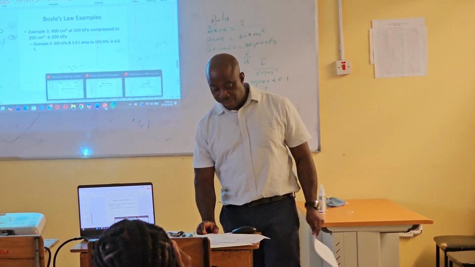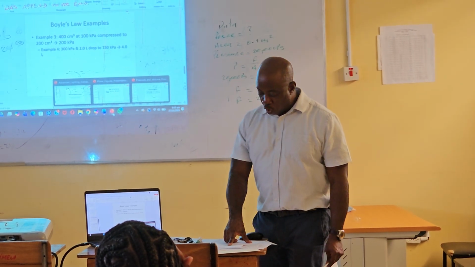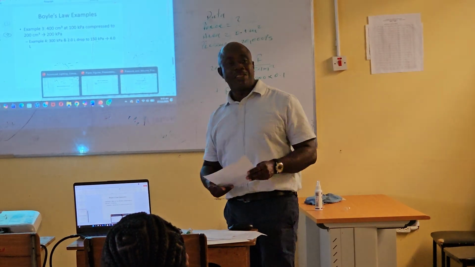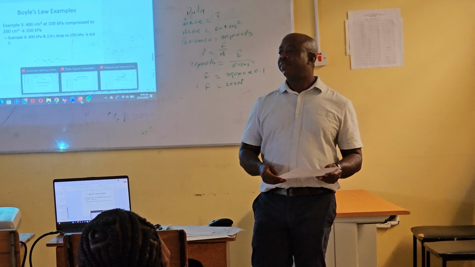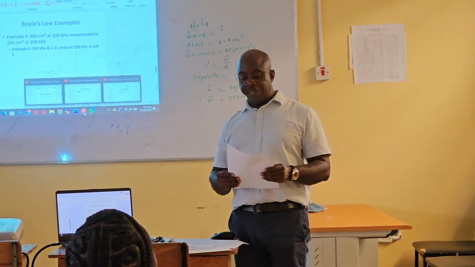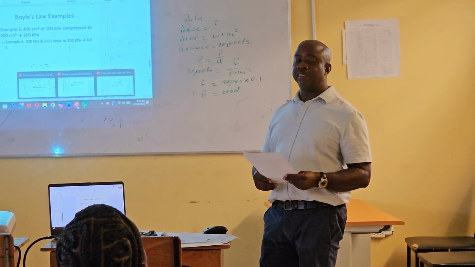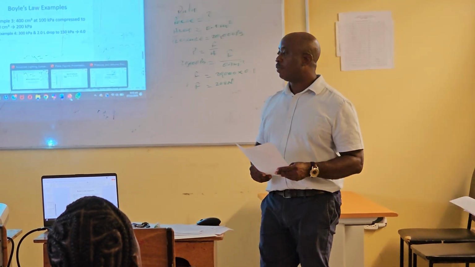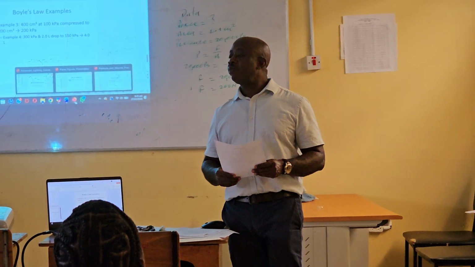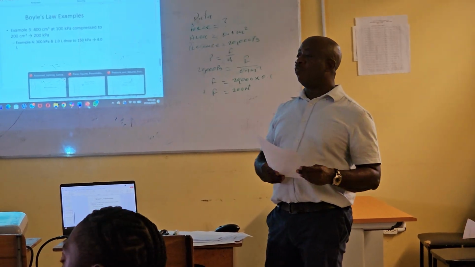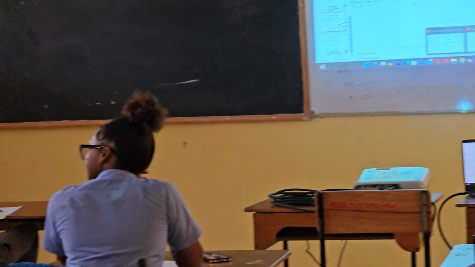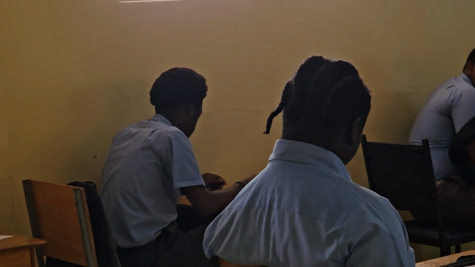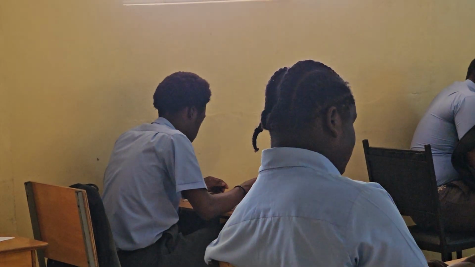Now the last question: in a hydraulic system, how can a small piston lift a heavy load? You can think about a jack. So how would that happen? Can anyone give me a simple explanation? You start over here. Could you give me your simple explanation? How can a small piston lift a heavy load?